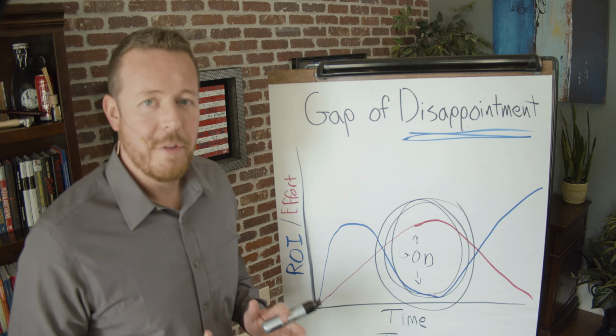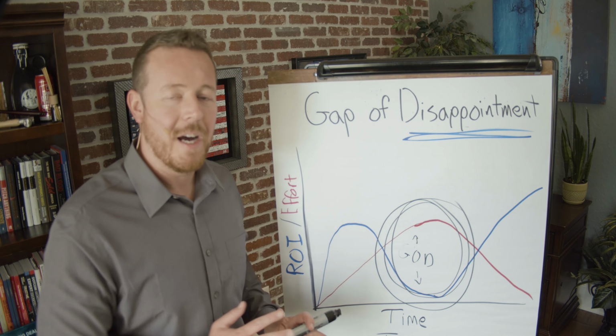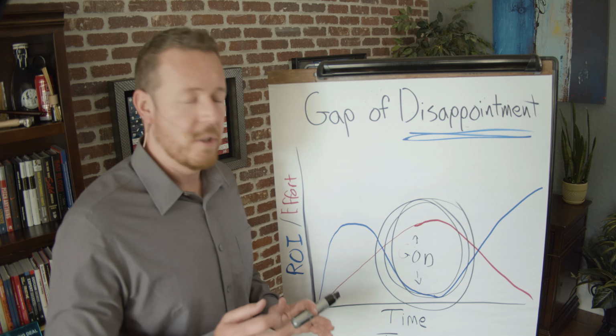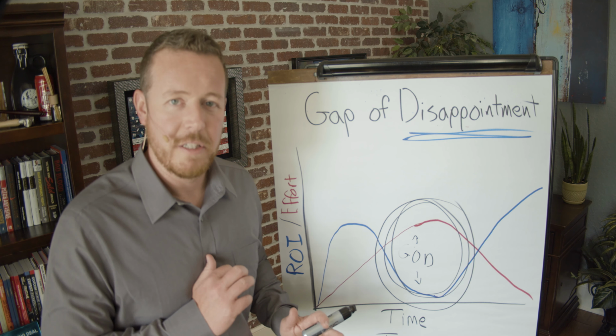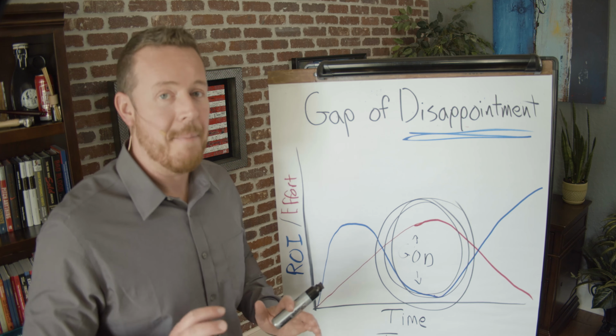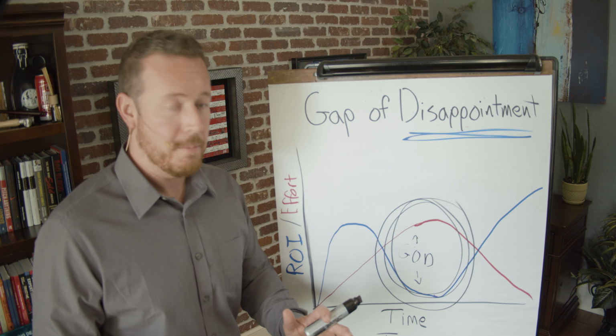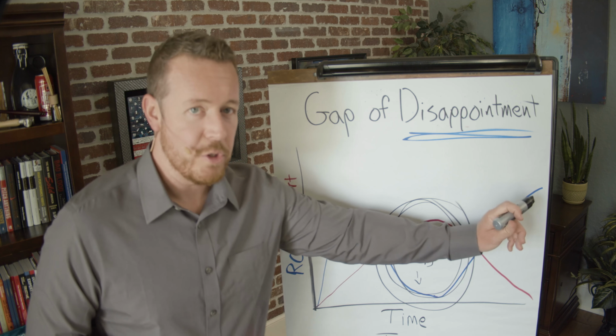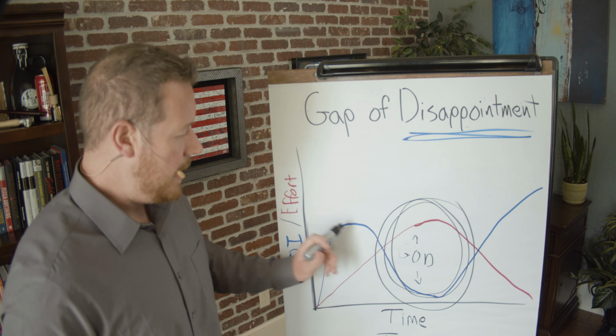So just know this, that if you create content, if you actually have a serious content creation strategy where you're listening to what I'm saying and you're taking it seriously, you have to know that the gap of disappointment is going to happen, and you have to welcome the gap of disappointment, because once you get to the gap of disappointment, it means that you're closer to here. If you're still here, then it hasn't happened yet.